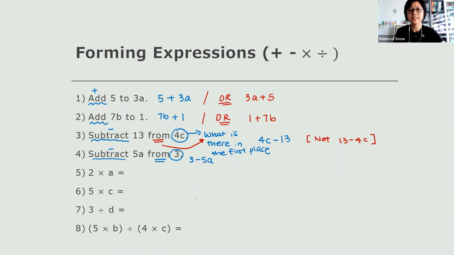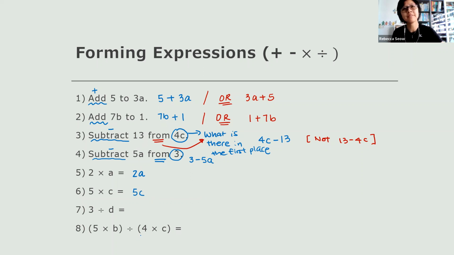Question 5, question 6, multiplication. Just now, I told you that when a number multiplies by a letter, it's just put together. So when we put it together, it will be 2a. That's it. How about 5 times c? That will be 5c. Simple.